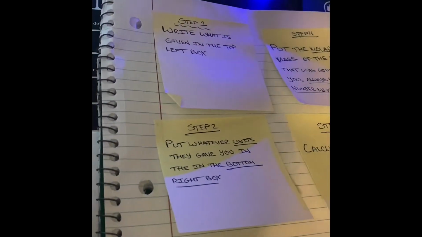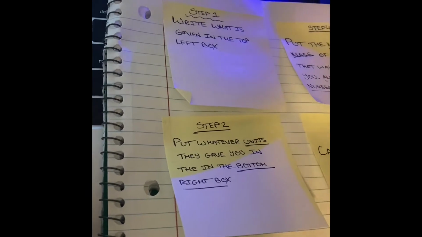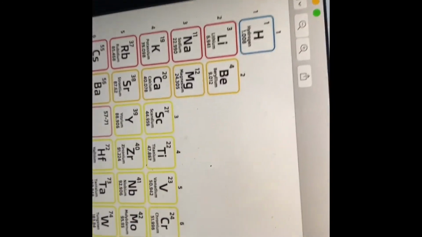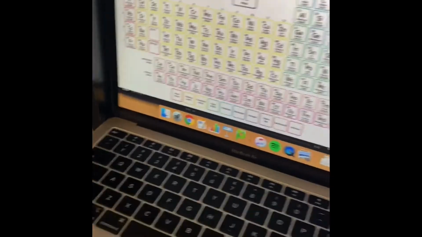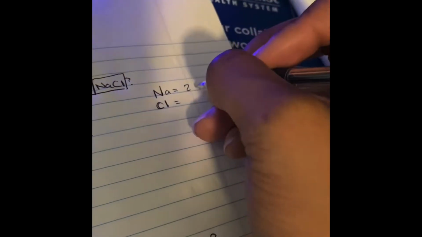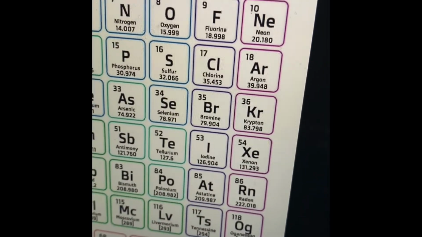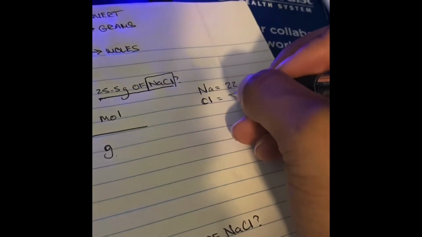All right, so the mass of Na, let's look at our periodic table really quick. I'm going to pull it up on my computer right here. If I go to my periodic table and I find Na, I'm going to zoom in so you can see it. I find Na, it is 22.99. So we're going to go ahead and put that number, 22.99. Fantastic. Okay, and then we find Cl. Cl is 35.45. So we're going to put that, 35.45.